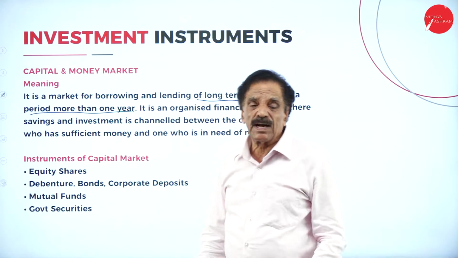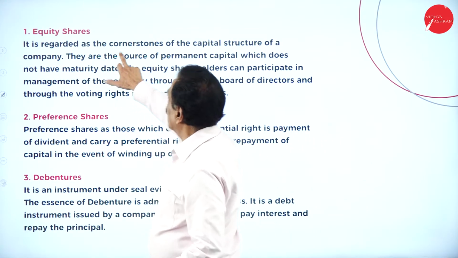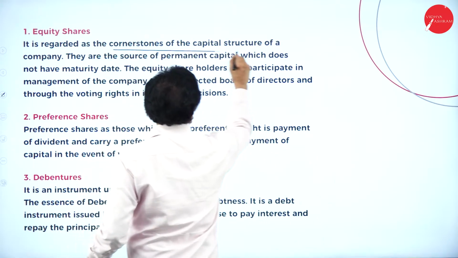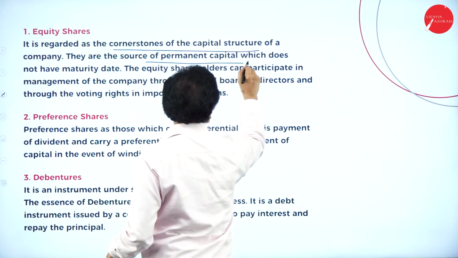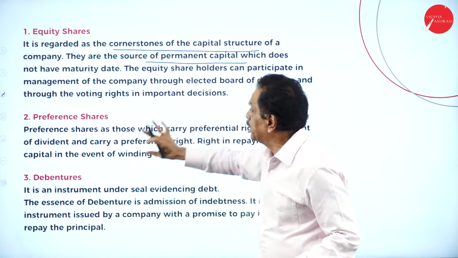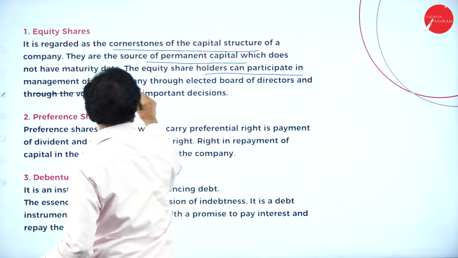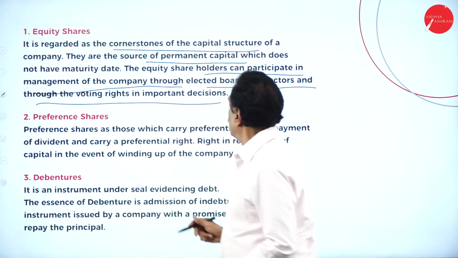We can invest in government securities. Equity shares are regarded as the cornerstone of the capital structure of a company. They are the source of permanent capital, which does not have a maturity date. The equity shareholder can participate in the management of the company through an elected board of directors and through voting rights in important decisions.